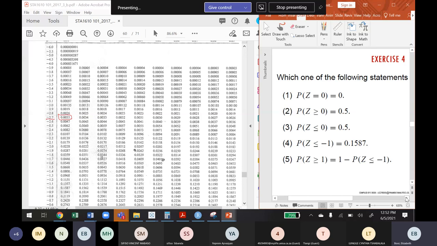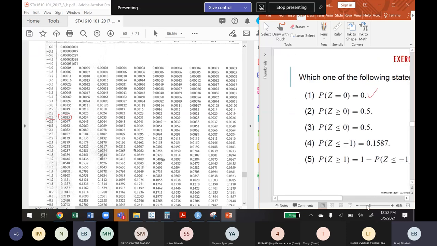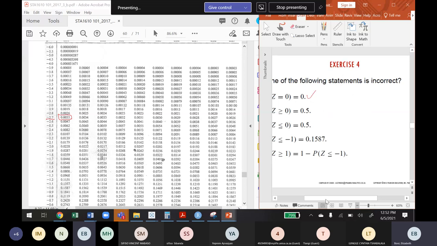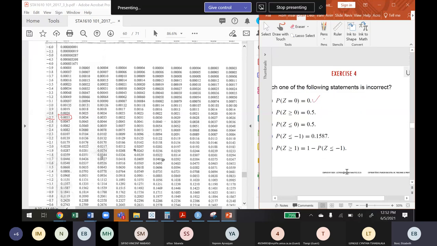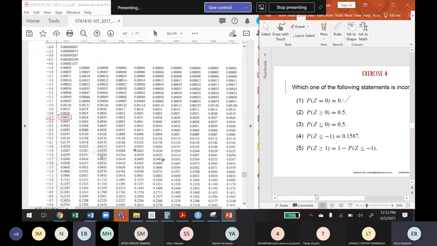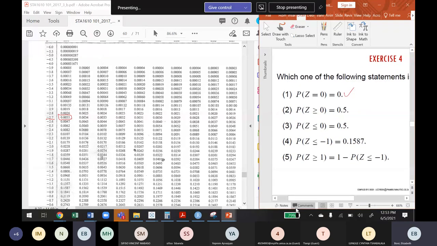So since, remember, we're working with cumulative probabilities, if we're looking for the probability of an exact value, it will be equal to zero. So for this one, it is correct. We're looking for the incorrect one, just to make sure that we have the right question. We're looking for the incorrect statement. Yeah, I think now it's much better.